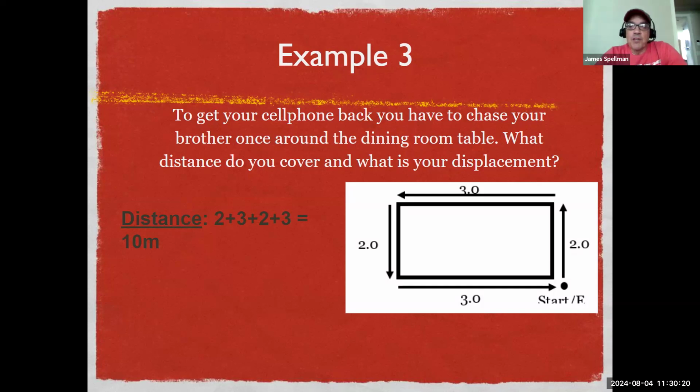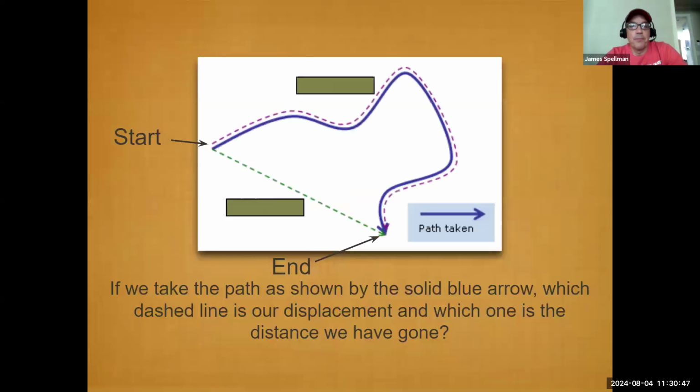The displacement, again, what are we doing? We're comparing where we started with where we ended. Well, in this case, we ran all the way around the dining room table and came back to where we started from. So our displacement is 0 because we're back where we started from. So a little bit of a tricky thing. Oftentimes, we may feel like we're going great distances, but if we end up back where we started from, our displacement is 0. When I go to work and come back home at the end of the day, my displacement is 0 because I'm back where I started from.